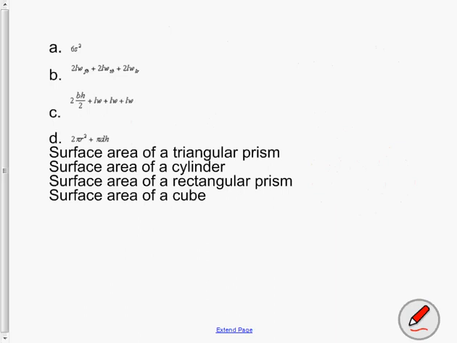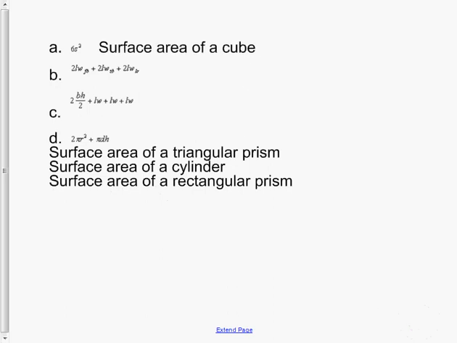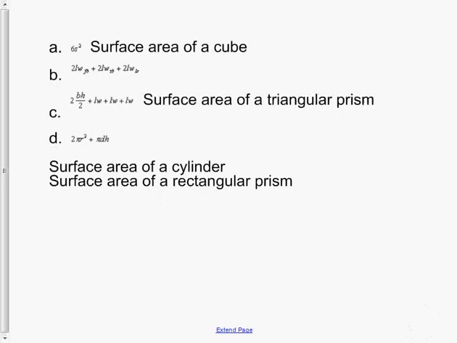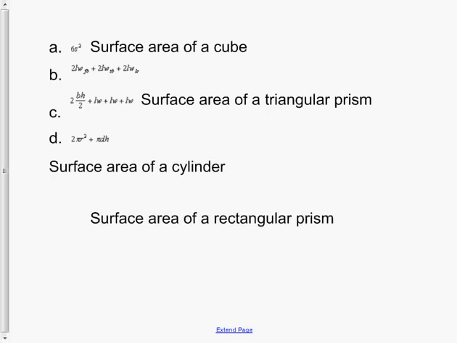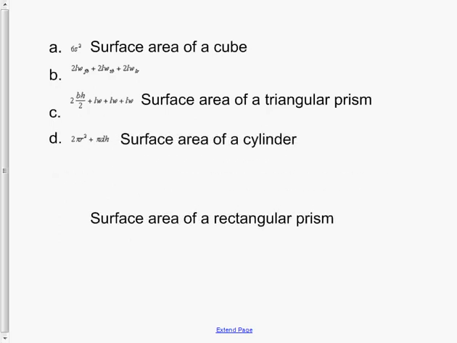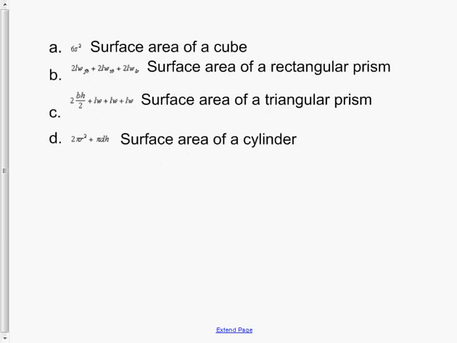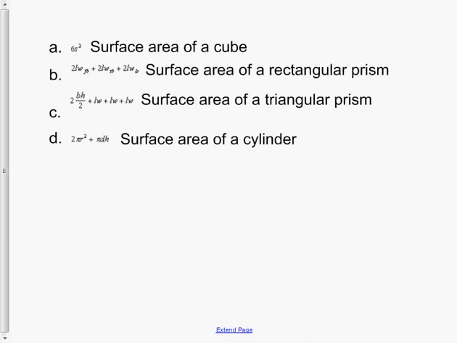Interesting. And your last one is your match for your definitions. Pretty easy. Everybody should have got this one right. So 6s squared is the surface area of a cube. Triangular prism is 2 base times height divided by 2 plus 3 rectangles. Cylinder will be your 2 pi r squared plus the pi dh. And finally, the surface area of a rectangular prism is that.